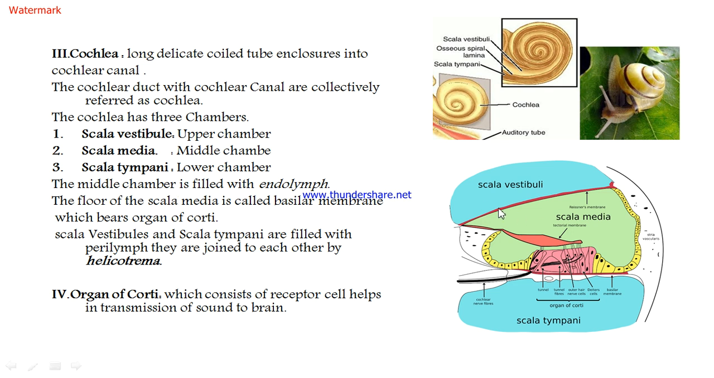The cochlea has three chambers. The first one is the scala vestibuli, the upper chamber. Scala media is the middle chamber. Scala tympani is the lower chamber. The middle chamber, the scala media, is filled with endolymph.